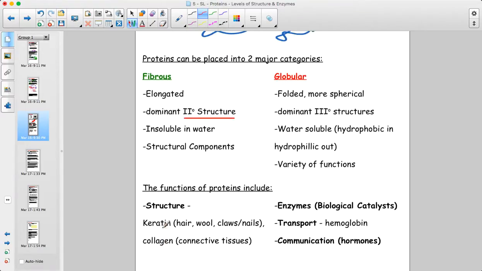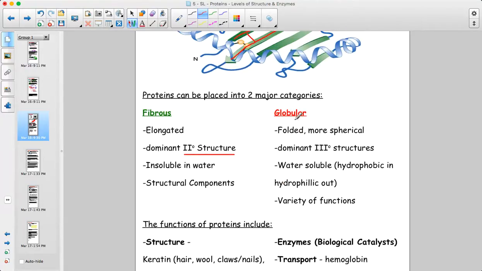Those are fibrous proteins, whereas globular proteins are more folded up and more spherical in nature, and their overall tertiary structure is more important. They tend to be fairly water soluble because the hydrophobic parts, any amino acids that have R groups that are nonpolar, will sort of naturally get folded in towards the center, while polar groups will tend to stick towards the outside. And so overall, the protein can dissolve in water.